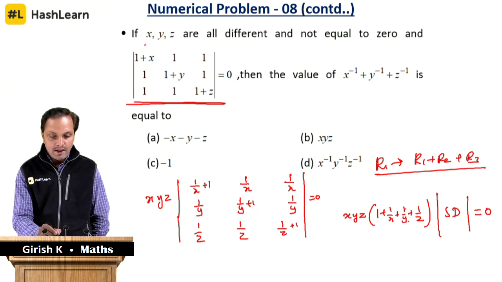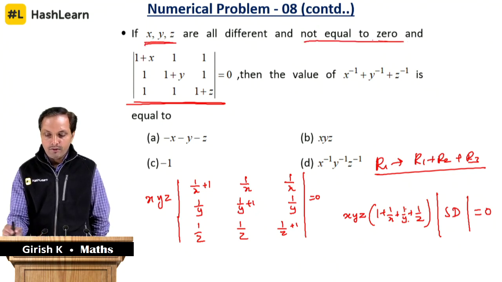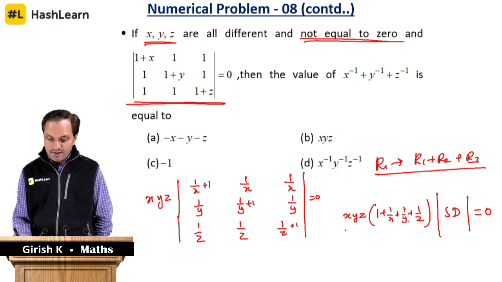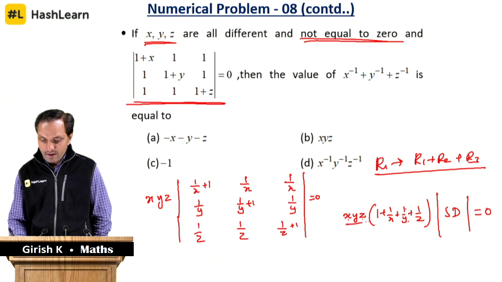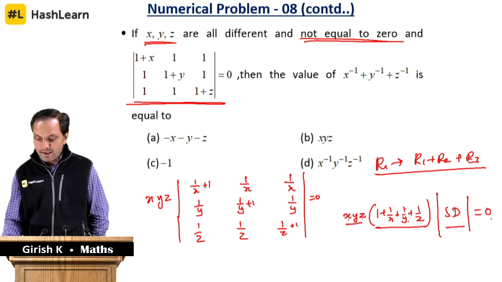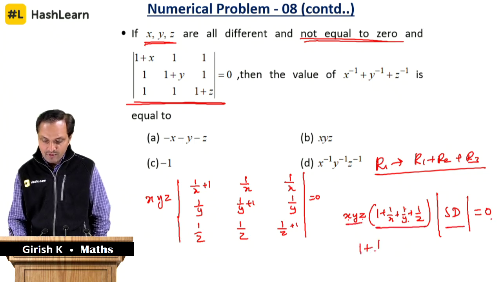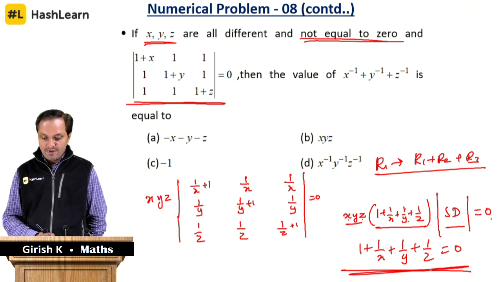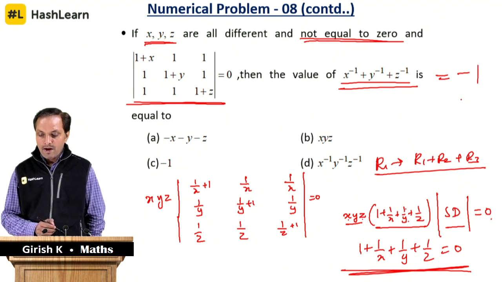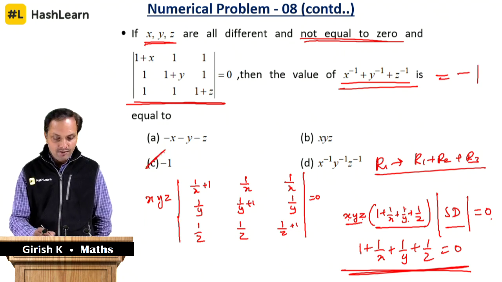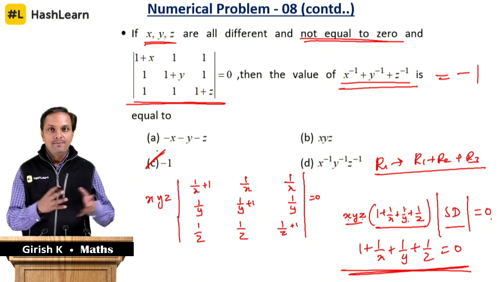Now you can observe x, y, z are all different and they are not equal to 0 is the condition. Means x, y, z cannot be 0. But this is not 0. This into this is 0 means your 1 plus 1 by x plus 1 by y plus 1 by z should become 0. If you shift plus 1 to that side, 1 by x plus 1 by y plus 1 by z will be equal to minus 1, which is there in option C. That is the choice.